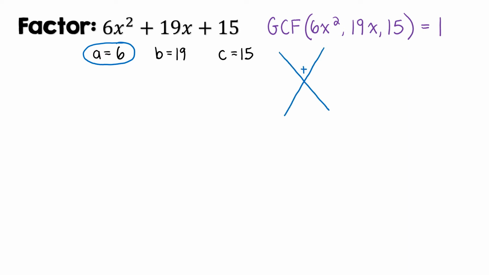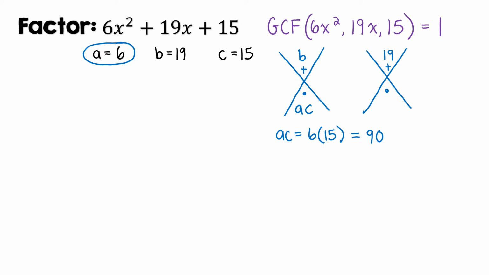For the AC method, we need to find two factor pairs that add to b and multiply to AC instead of just multiplying to c. So for this polynomial, we have a is equal to 6 and c is equal to 15. So AC is equal to 6 times 15, which is 90. So in order to split our b term, we need to find numbers that add to b, which is 19, and multiply to AC, which is 90.